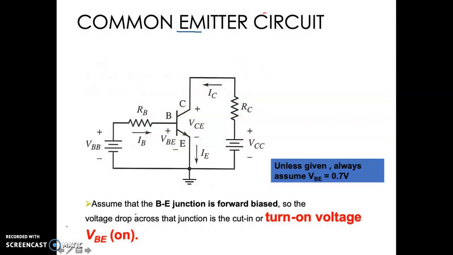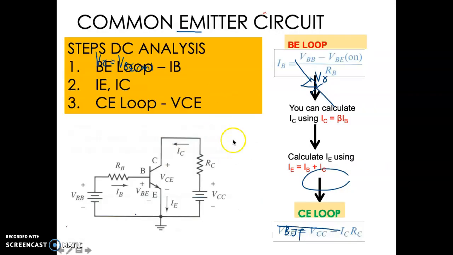Before we start the calculation, the important part here is your VBE. What is VBE? Remember, between B and E you have one diode, right? In a diode, we have V gamma, the minimum voltage to turn on the diode. In your BJT, your V gamma becomes VBE on. We call this the turn-on voltage for your BJT. Okay, now let's move to the second part.